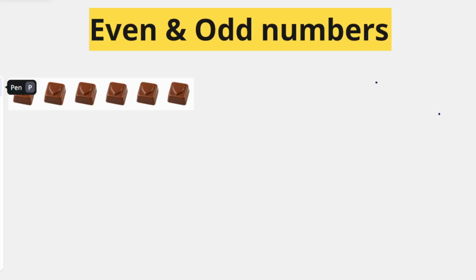So we'll start with even numbers first. An even number is a number which can be divided into two equal groups with nothing left over. Alright, let us understand it with an example.